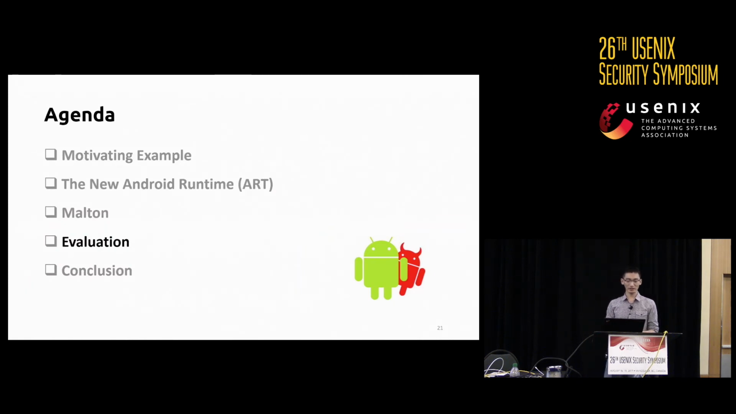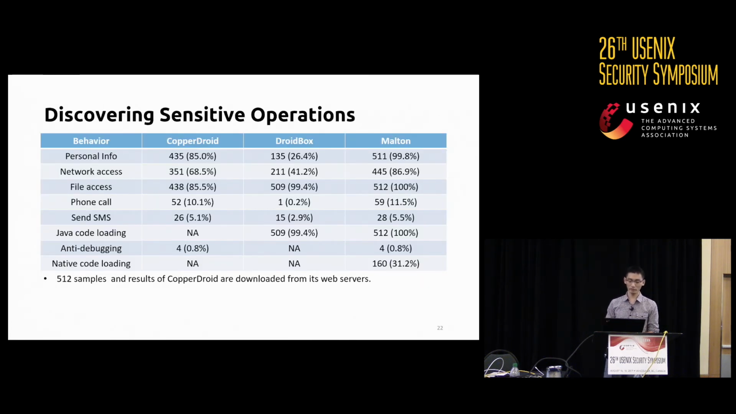We have designed different experiments to evaluate Malton. Because of the time limitation, I only introduce the important evaluation results here. For more evaluation results, you can refer to our paper. In this experiment, we compare Malton with CopDroid and DroidBox on discovering sensitive operations using 512 malware samples.